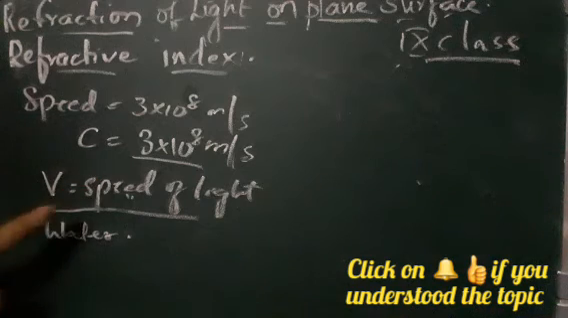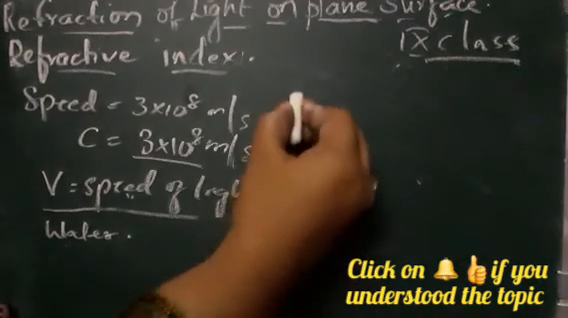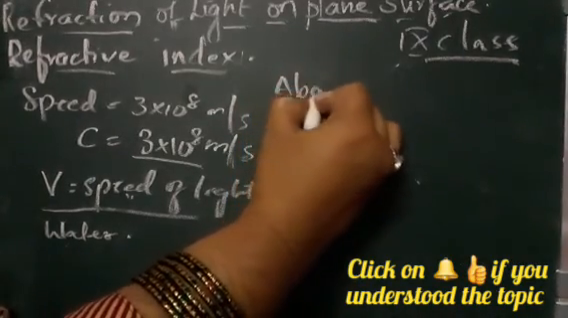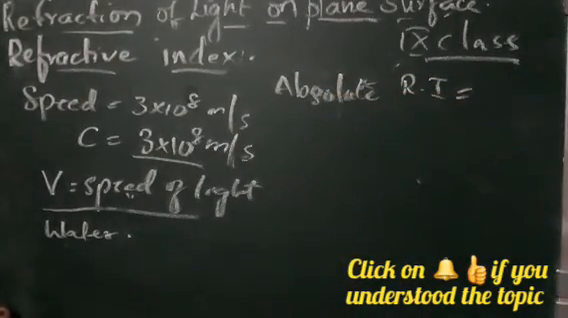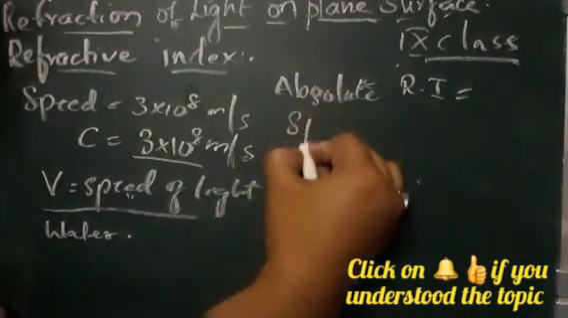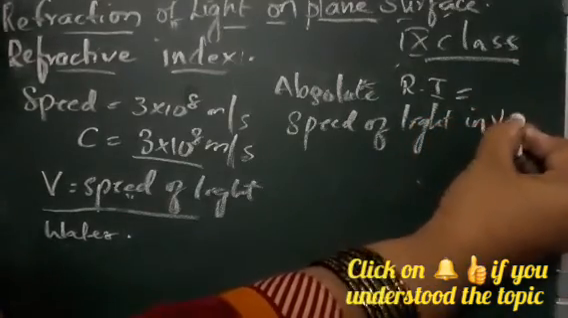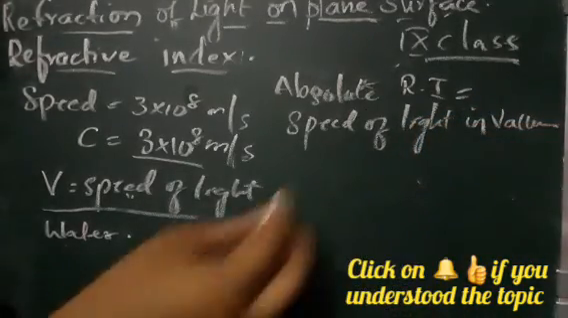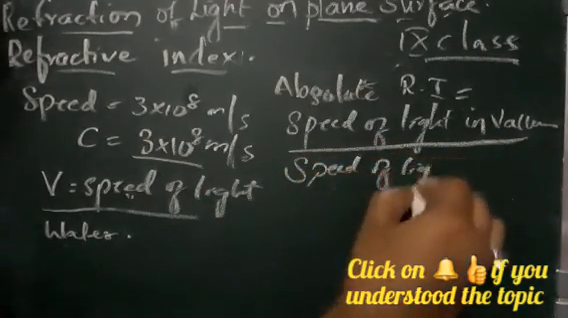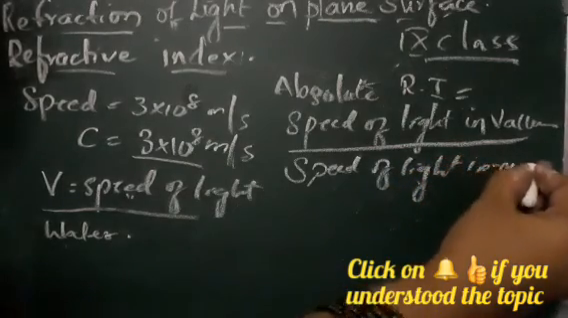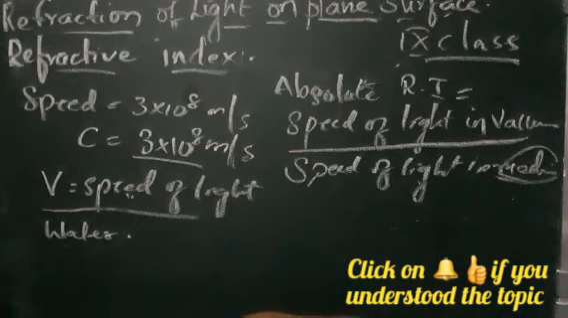This ratio will be the refractive index. So we can simply write it as: absolute refractive index is equal to the speed of light in vacuum, as we have learnt here, by the speed of light in medium. Now here, medium can be anything, water or any other transparent medium.